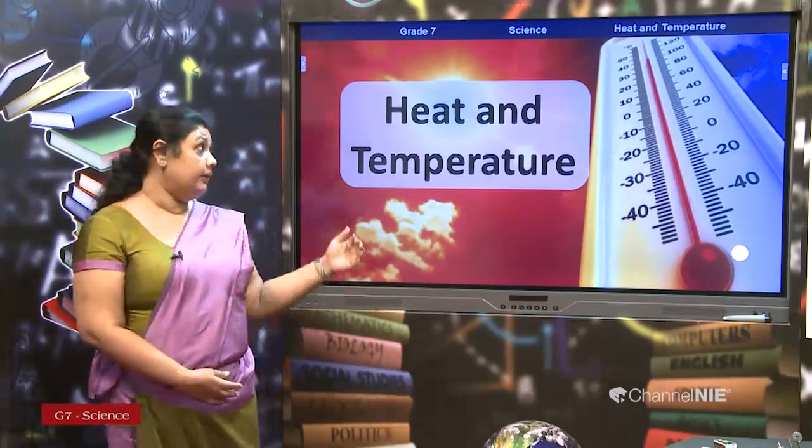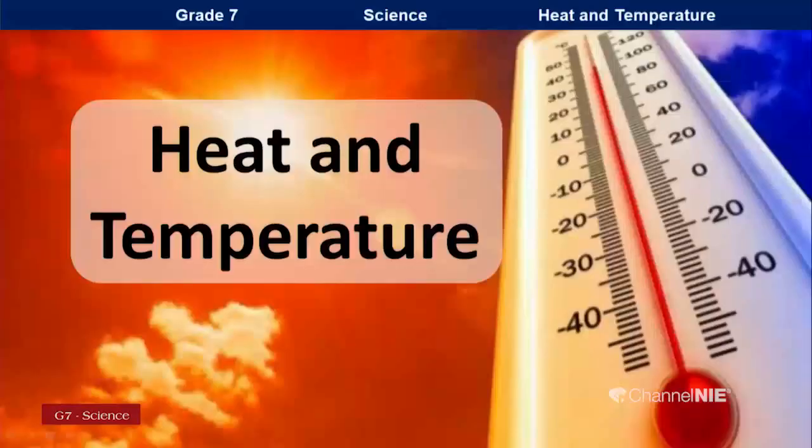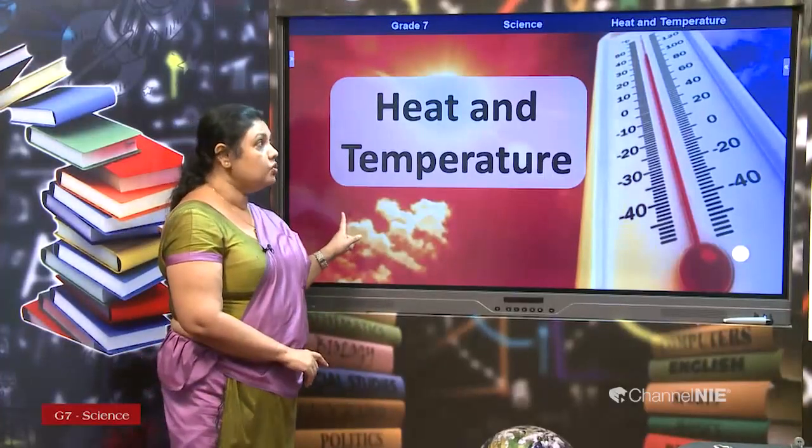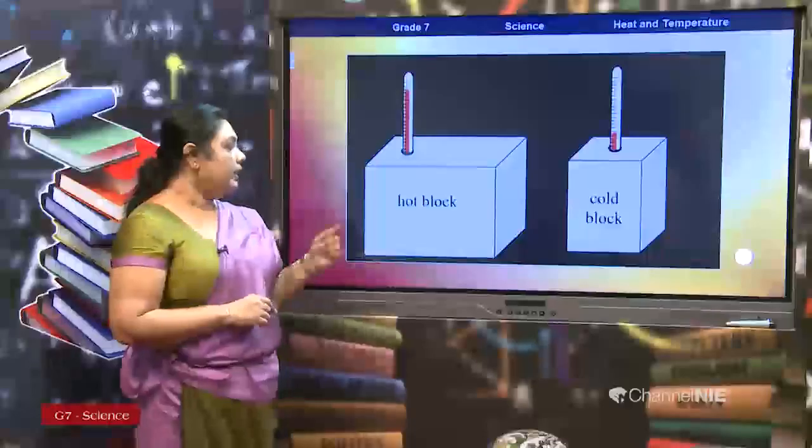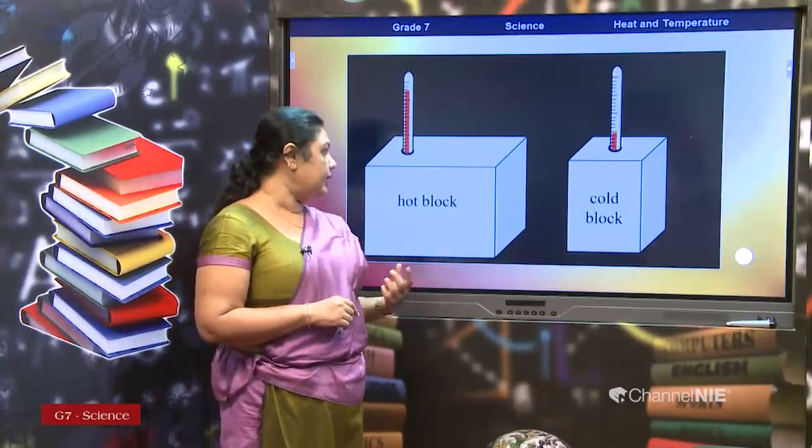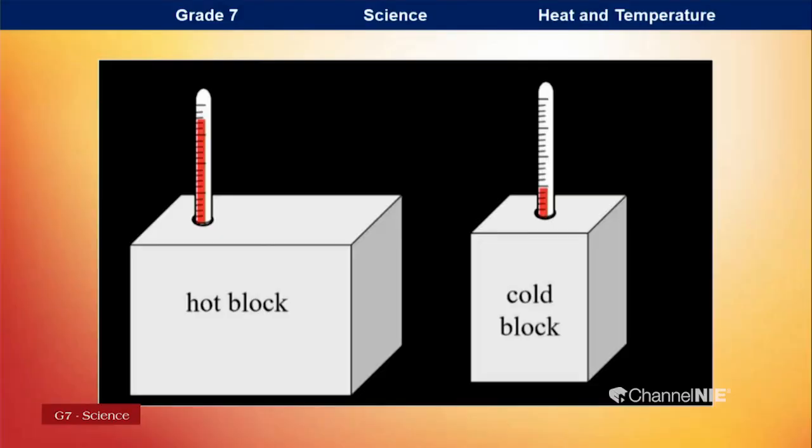So first of all we see what is heat and temperature. That temperature you have already learned. Today we are going to learn about heat. Then you will learn what is the difference between heat and temperature. So what is heat? Here there are two blocks you can see. One is a hot block, the other one is a cold block. So this hot block, can you see the temperature is high? At the same time cold block temperature is less.